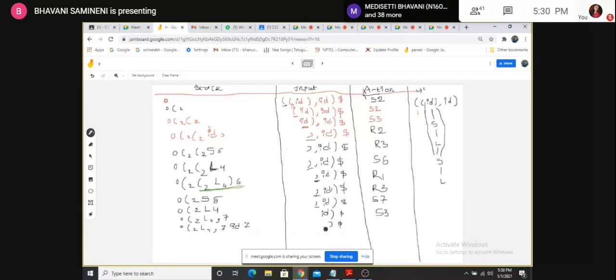Now we are at I7 and the closed parenthesis. I7 on closed parenthesis. What is the action? Is it closed parenthesis? No, this is defined as error. So we made a mistake.